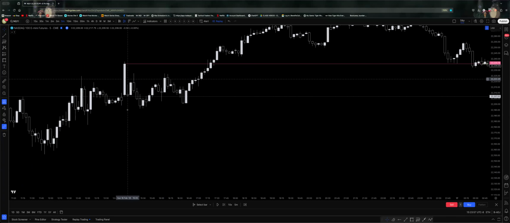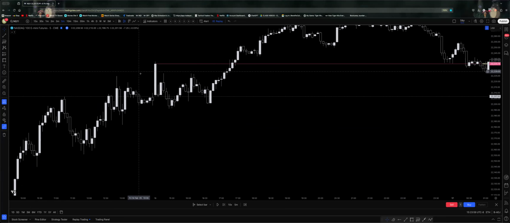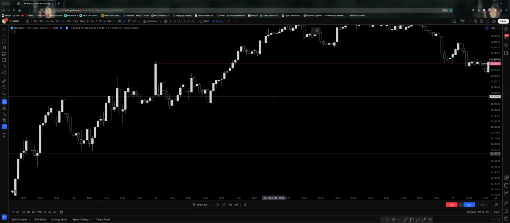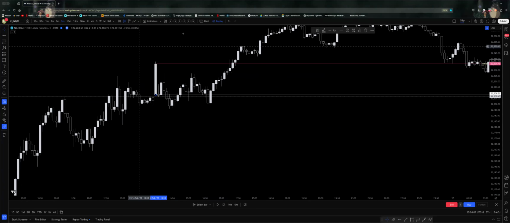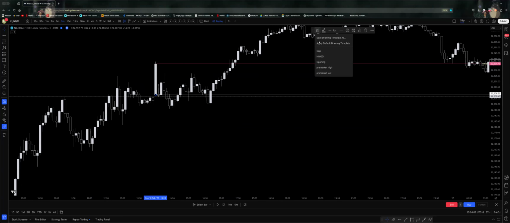I don't know why it looks like this on the smaller time frame. On the bigger time frame, I believe this is where we opened. If not, it should be down here. Let me just mark out 2. Sometimes when you go to change the time frames, they do this. I don't know why.